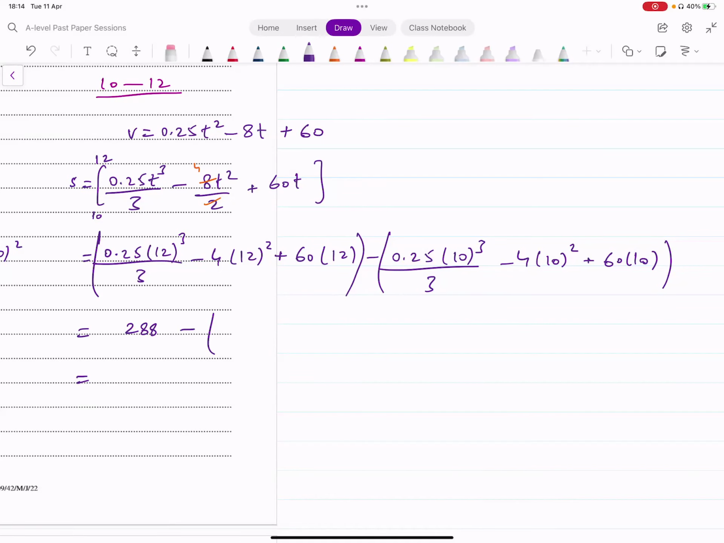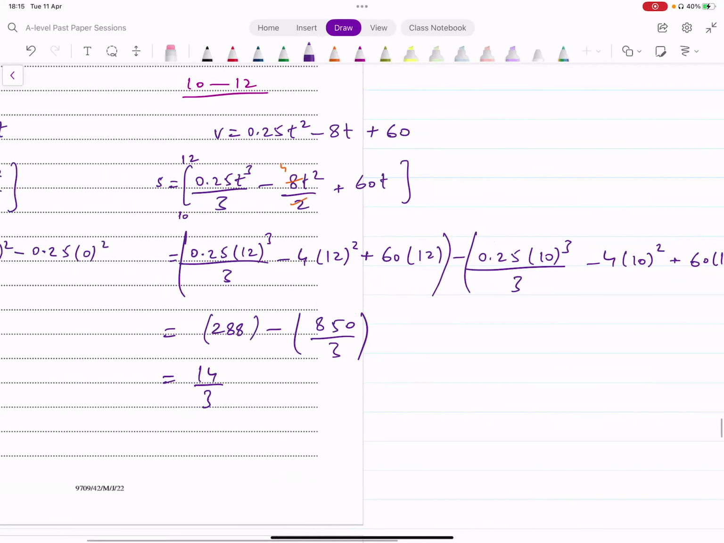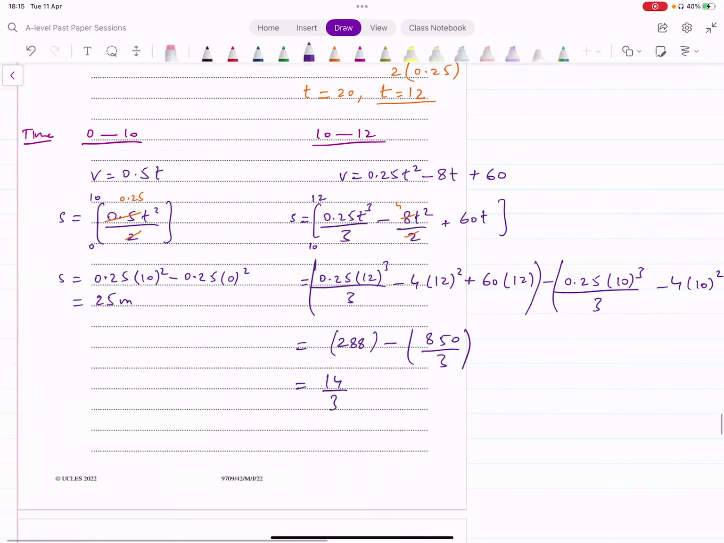That looked weird. Negative आ रहा था पहले. 850 over 3. This is what we get from the second bracket. 288 minus 850 divided by 3. This gives me 14 over 3. Okay, yeah. Thank you, Pakiza. So the final answer turns out to be 14 over 3 from this. So यहाँ पे हमारे पास याद है. Okay, good. ये हमारे पास second part की displacement आ गई, ठीक है?